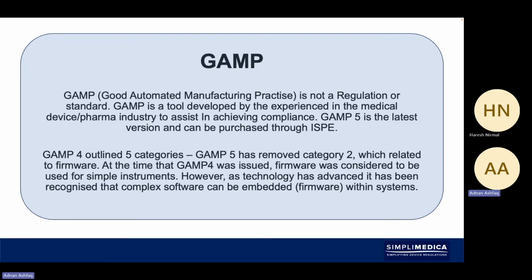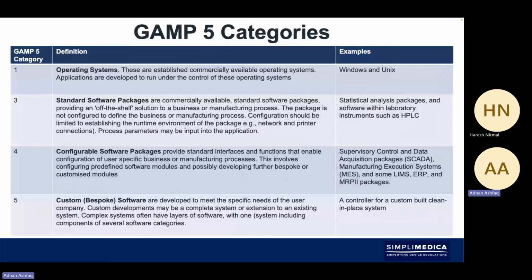GAMP 4 looked at 5 categories at the time, and then the most recent version, GAMP 5, removed category 2, which was related to firmware. So there are now 4 categories that exist in GAMP: category 1, 3, 4, and 5. They didn't renumber them to 1, 2, 3, and 4. They just took away firmware.